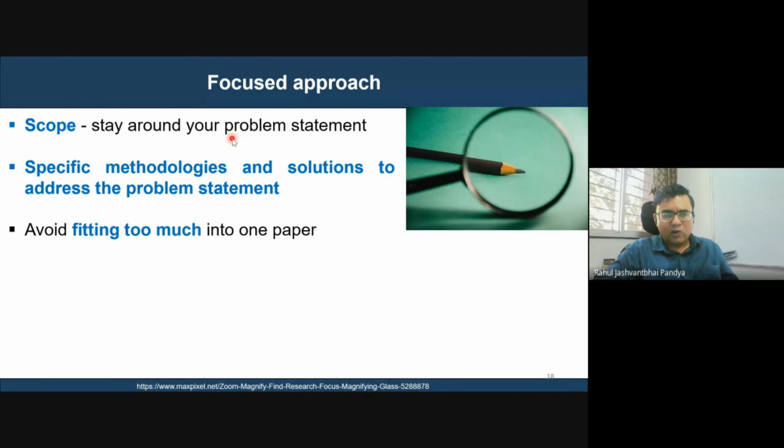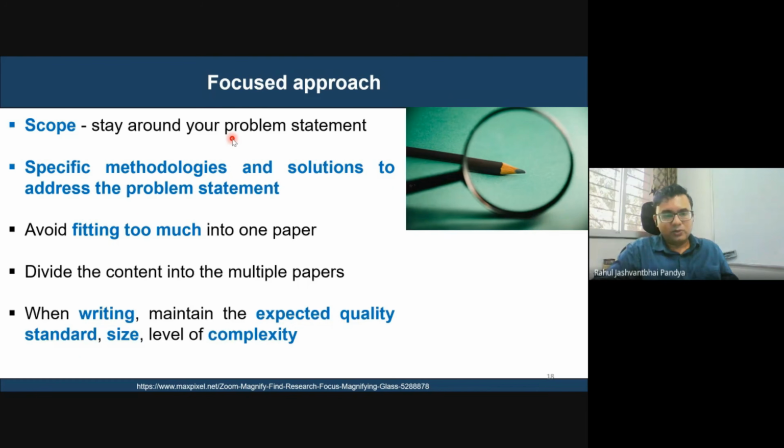And avoid overfitting. We should not fit too much into one paper. Sometimes our paper goes to 50 pages, 30 pages, 20 pages. I mean, we can divide the content into multiple papers, correct? So we can have multiple of those papers, right? So that comes within rigorous practice.